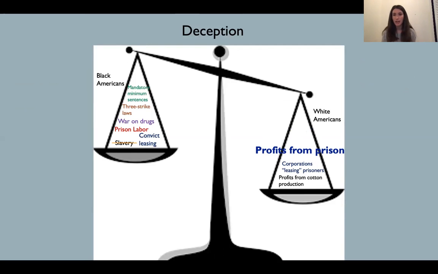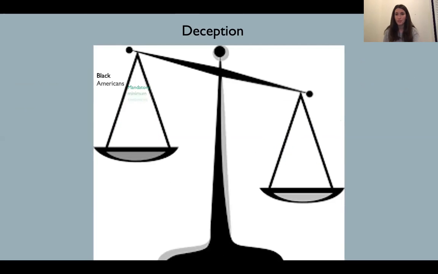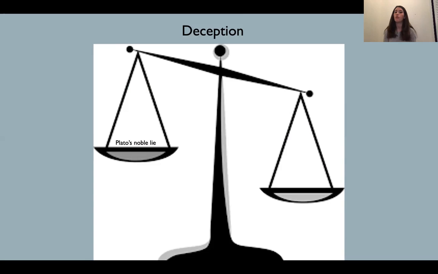However, this is not the way that the general public has come to view Black and white Americans. Instead, throughout the course of history, there's been widespread deception for this inequality. Put more eloquently, white people have found different ways to justify this injustice. Throughout history, Black Americans have been painted in a very negative light, and white Americans have been painted in a much better light. Now, this can trace all the way back to Plato's noble lie.